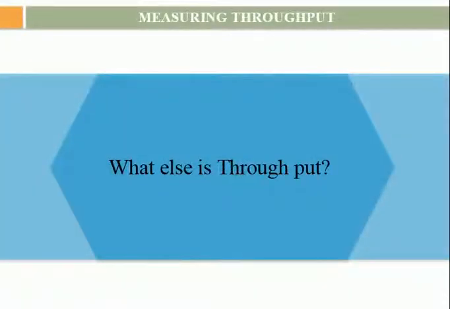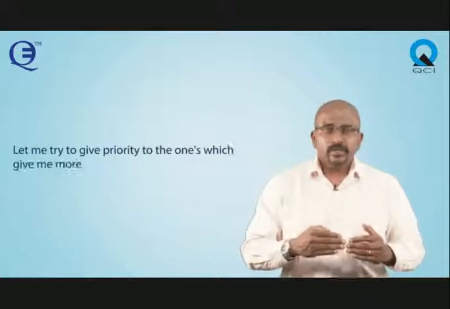What else is throughput? If you make it faster and I have ample orders, I should be able to send it out much earlier and book my throughput. What else can I do? I can start looking at the list of my products and say, these are the ones that give me more throughput per unit time than others. So let me try and give priority to the ones which give me more throughput per unit time. Doing this, I'm not increasing my expenses at all. I have to manufacture those products any which way.